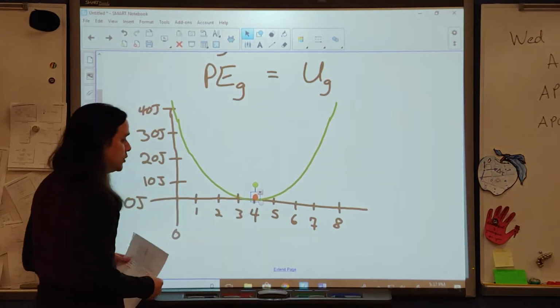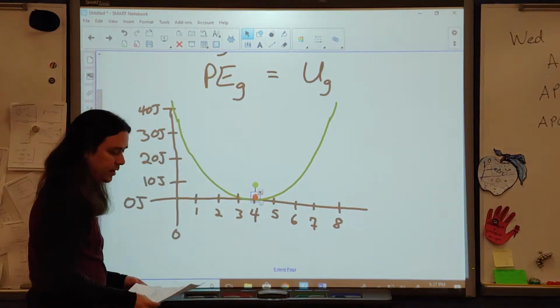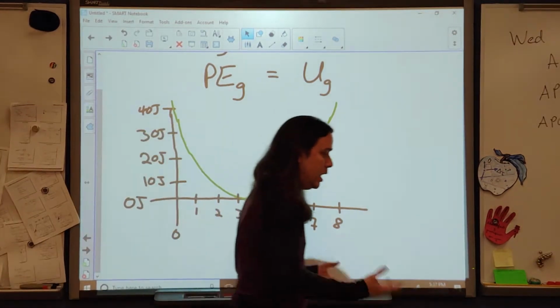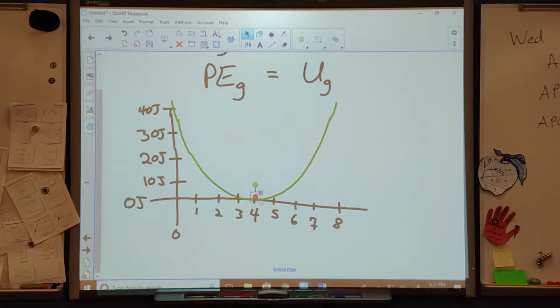All right, so let's imagine where this particular graph might come from, and for that, I'm going to rely on one of my favorite sources, the University of Colorado, if I'm not mistaken, the PhET simulations that they have.